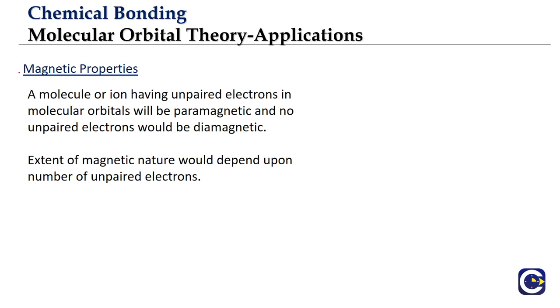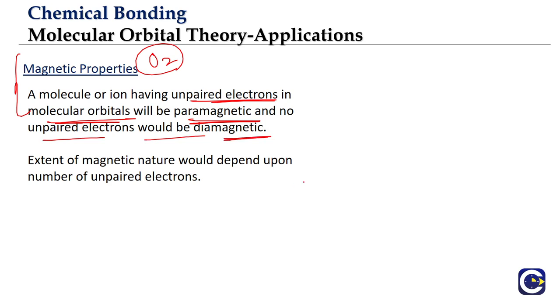Now the important part of the molecular orbital theory is that it is able to explain the magnetic nature of some molecules like O2. Whenever we look at a molecule having unpaired electrons in the molecular orbitals, it will have paramagnetic nature. And if there are no unpaired electrons, it will be diamagnetic. This is the broad classification. If there are no unpaired electrons, that particular molecule or ion will have diamagnetic nature.